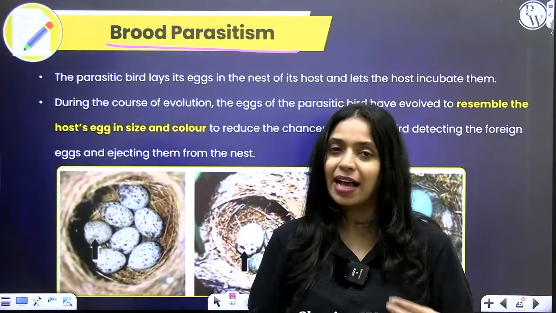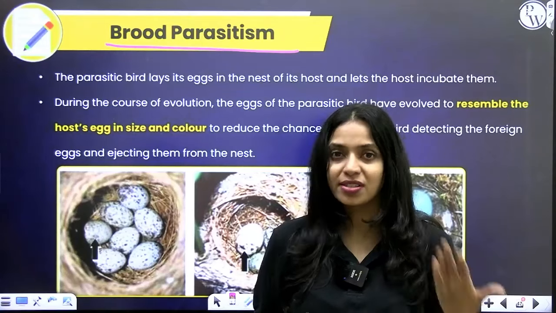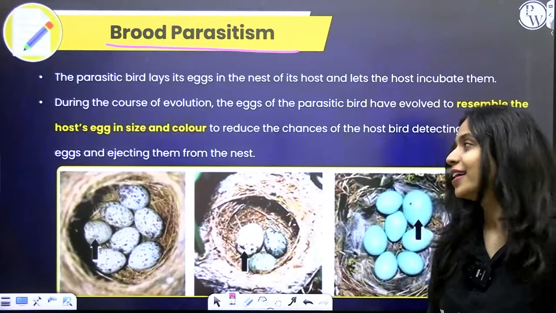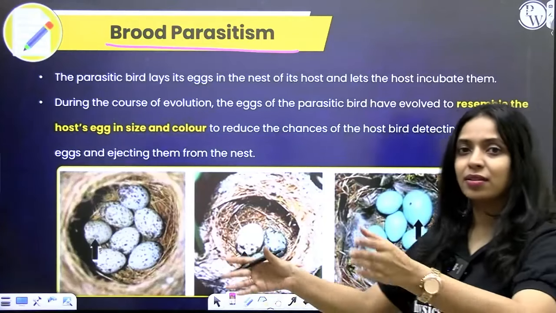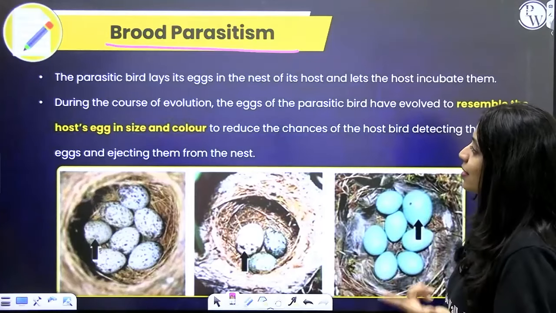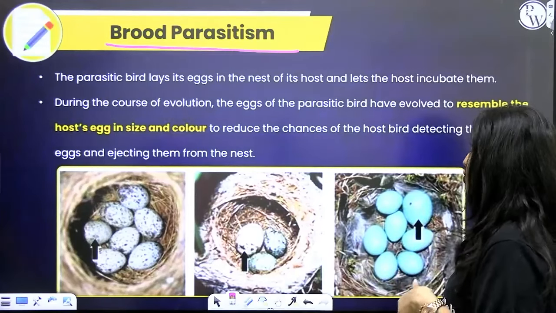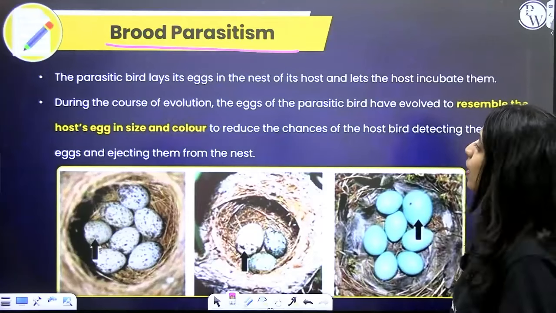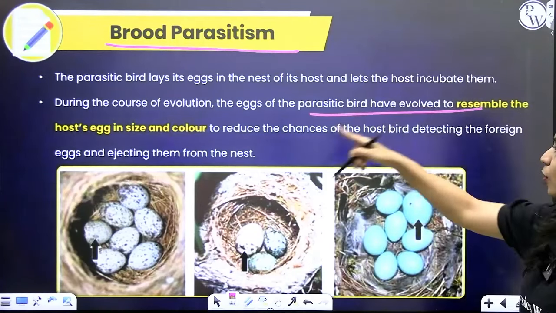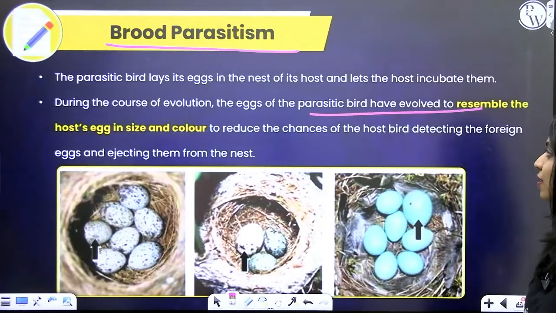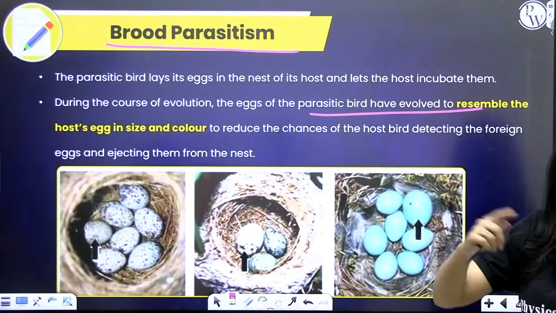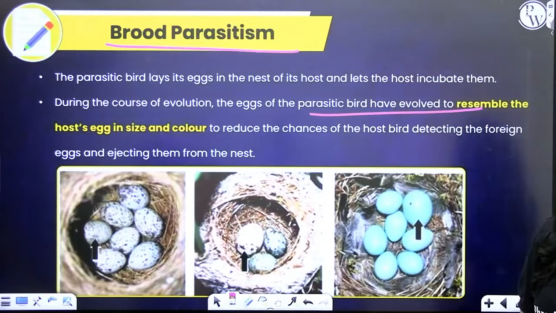Only after the eggs hatch and they will start making those noises and sounds will the crow realize. By then, the work is done, right? So it's like outsourcing the work to crows, right? So the parasitic bird lays eggs in the nest of its host and lets the host incubate them. During the course of evolution, the eggs have evolved to resemble the host's eggs in size as well as in color. And as a result, the chances of the host bird detecting the foreign eggs will be reduced highly.